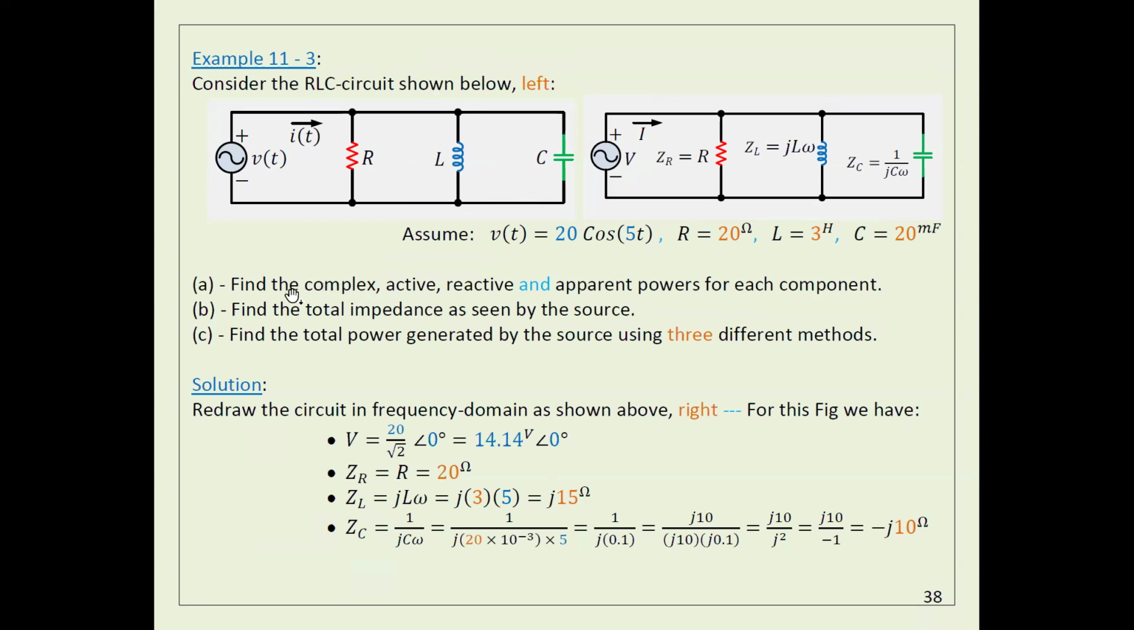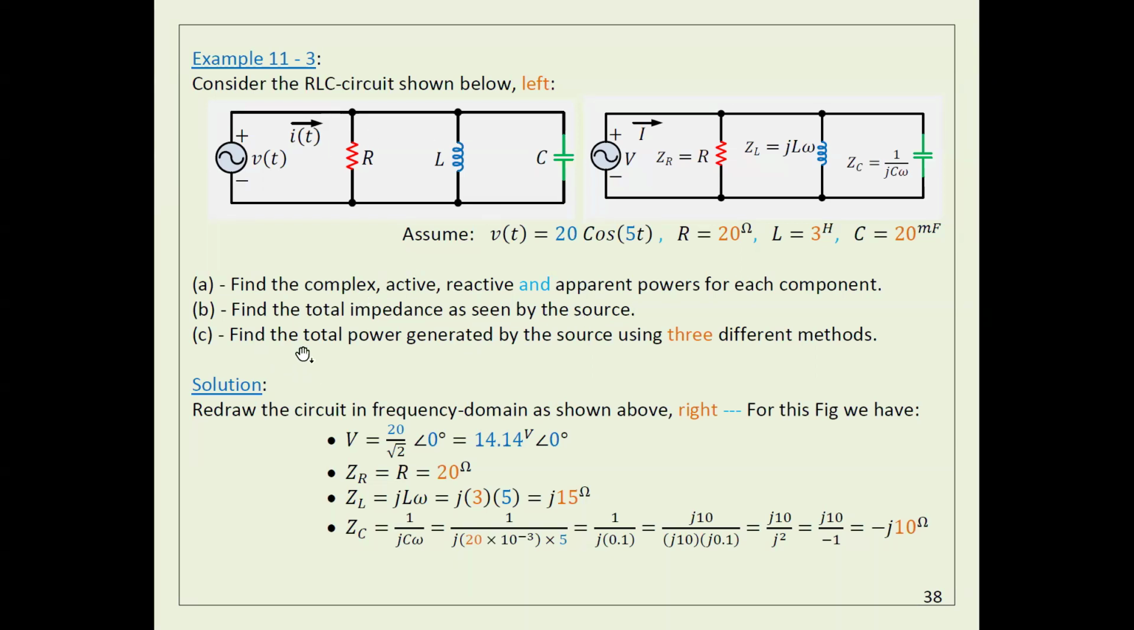Here I'm asking you to find the complex, active, reactive, and apparent power of each element. By the way, this is only one requirement, because if I can get the complex power, it's easy to calculate the active, because the active is the real part of the complex power. It's easy to calculate the reactive because it is the imaginary part of the complex power. Apparent is actually the magnitude of the complex power. Anyway, for each element here, for this one and this one and this one and this one, I want to find the power for each one.